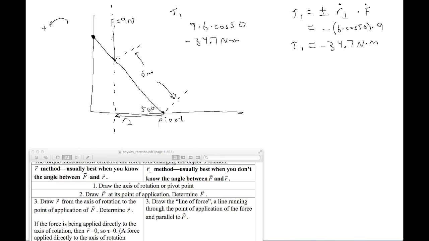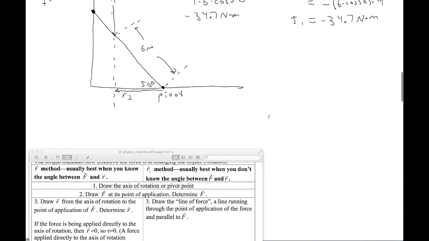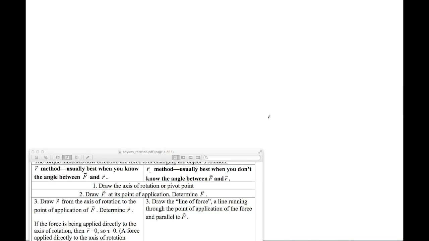I think it's best to choose, for these problems, the bottom point as the pivot because that's how your instructor seems to do it in the answer key. So it'll make it easier to check your work if you usually do that. And in this case, you had to, because we didn't know any of the other distances. So I think we ended up with the negative 34.7. Again, the R method would not be as easy because we don't know the angle between F and R. 50 is not the angle between F and R, so the R perpendicular method is better in that case.